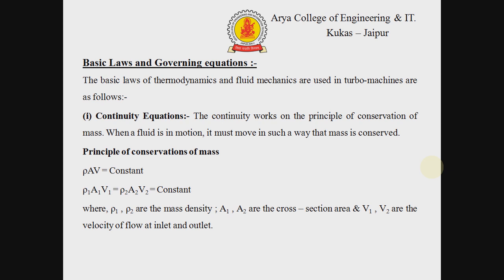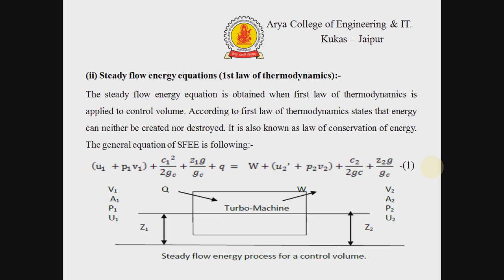So we can say that at entry or at exit, rho 1 A1 v1 is always equal to rho 2 A2 v2, where rho 1 and rho 2 are the mass densities, A1 and A2 are the cross section areas at inlet and outlet respectively, and v1 and v2 are the velocities of flow at inlet and outlet respectively.